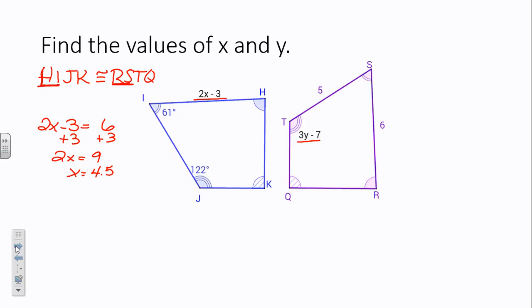Absolutely. 3y minus 7 is 122. So we add 7 to both sides, and we get 3y is equal to 129. And we divide by 3, and we get y is equal to what? It goes into 12... 43. Okay, so y is 43. Now we checked. We didn't want to stop short. Did they just ask us for x and y? Yes, we get to stop.